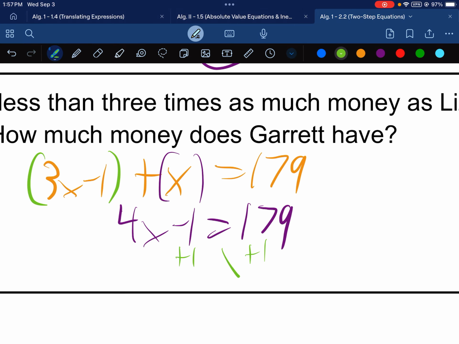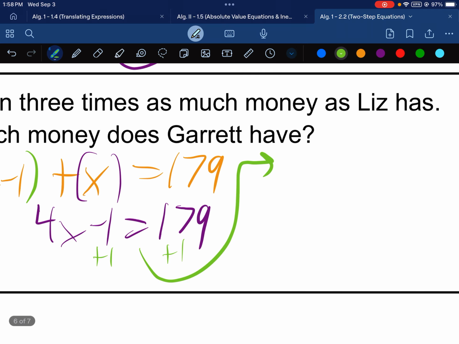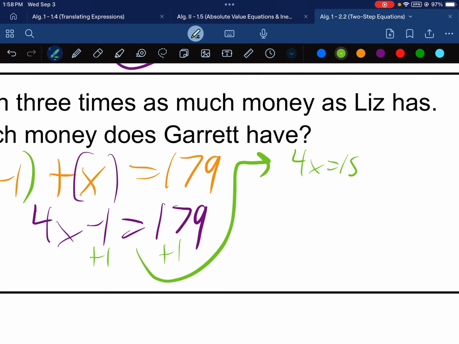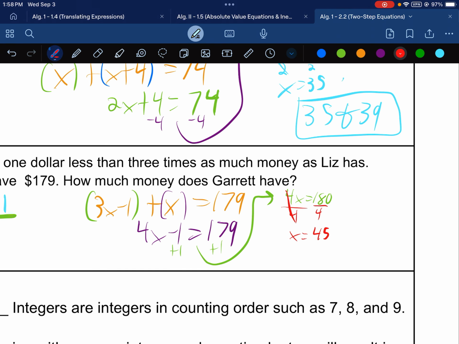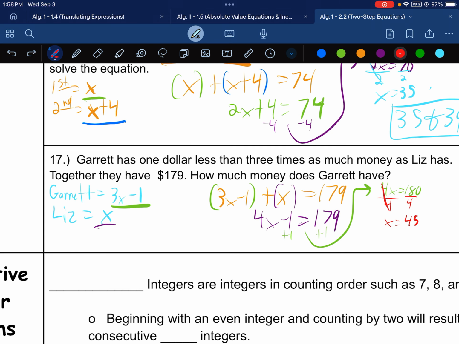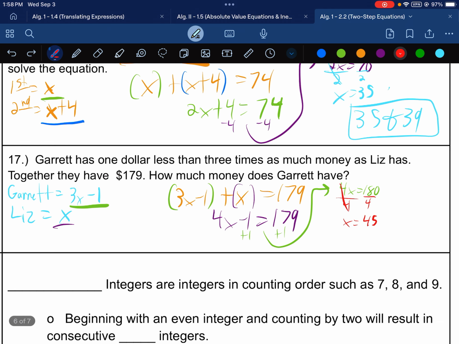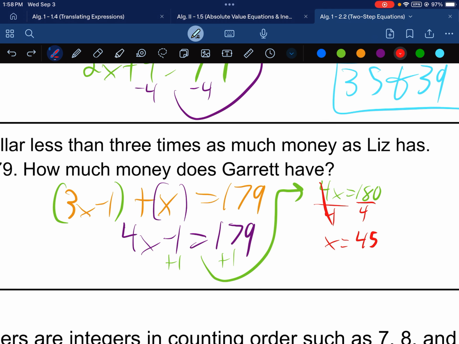Now we're going to go ahead and add 1 to each side, and I'm going to once again move this up here so I have some room, and have 4x equals 180. Now if I divide by 4, I end up getting x to equal 45. So that means Liz has $45. We're not asking how much Liz has though, we're asking how much Garrett has. So we have to plug it back in here to solve.